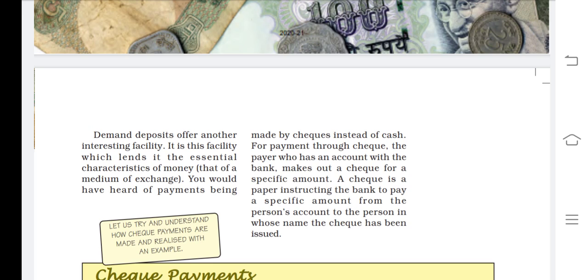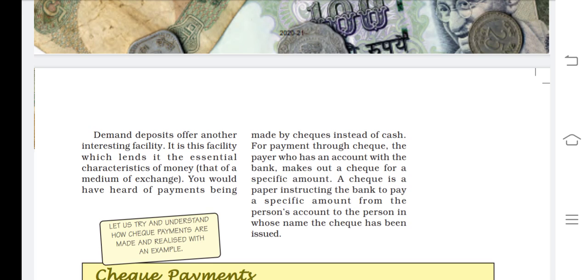You would have heard of payments being made by checks instead of cash. For payment through check, the payer who has an account with the bank makes out a check for a specific amount. The payer makes out a check for whatever amount he wants to withdraw from the bank.